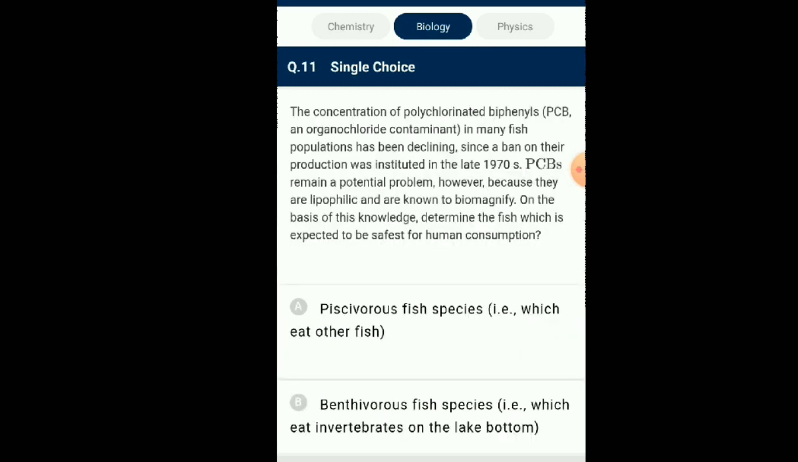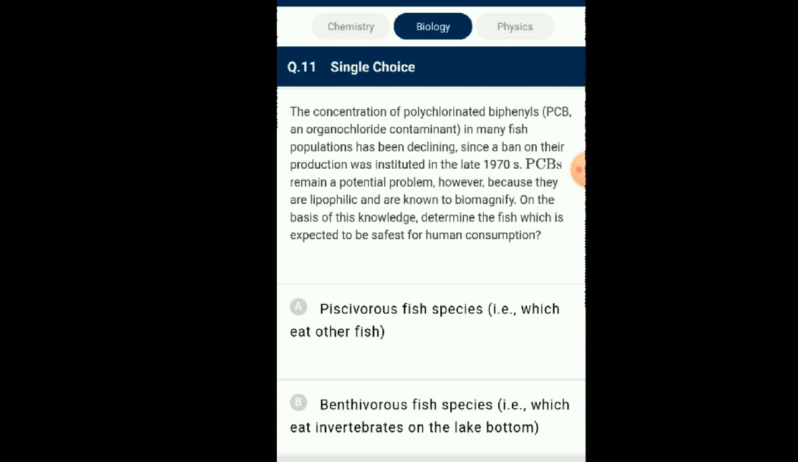Question number 11. The concentration of polychlorinated biphenyls, an organochloride contaminant in many fish populations, has been declining since a ban on their production in the late 1970s. PCBs remain a potential problem, however, because they are lipophilic and are known to biomagnify. On the basis of this knowledge, determine the fish which is expected to be safest for human consumption.